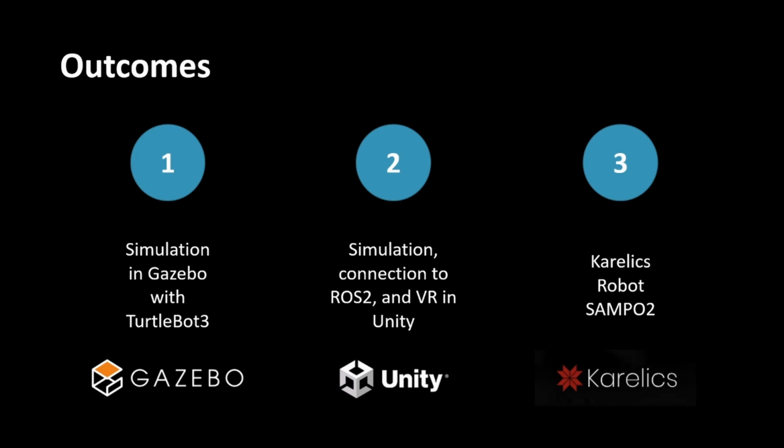We got three outcomes from this project. First, as I mentioned before, we have a simulation in Gazebo using TurtleBot 3. The simulation is Dockerized, so there is a service in Docker running the simulation, another service running the exploration node, and a service just for the ROS TCP endpoint to connect with Unity. Then we also have our simulation on the Unity side, with connection to ROS2 and the VR scene in Unity. And for the real robot, we have the Karelics robot Sample2. All we had to do was connect the robot to the network, do some fine tuning, and launch the exploration node in Docker for it to work.